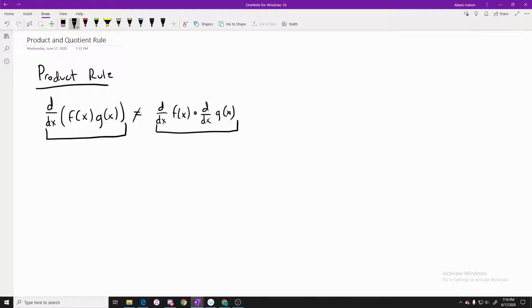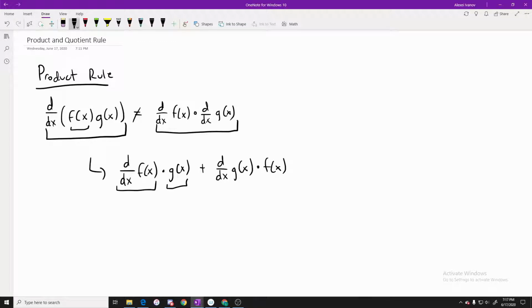There is a proof to it, however, I won't be going over it. The more correct version of this is that we take the derivative of just f itself, the first one right here, and then we multiply this by just g of x without taking the derivative. Then we add on to it the derivative of g of x, and we multiply that by f of x. So as you can see, first we take the derivative of f of x and don't take the derivative of g of x, but then we take the derivative of g of x and leave f of x alone.